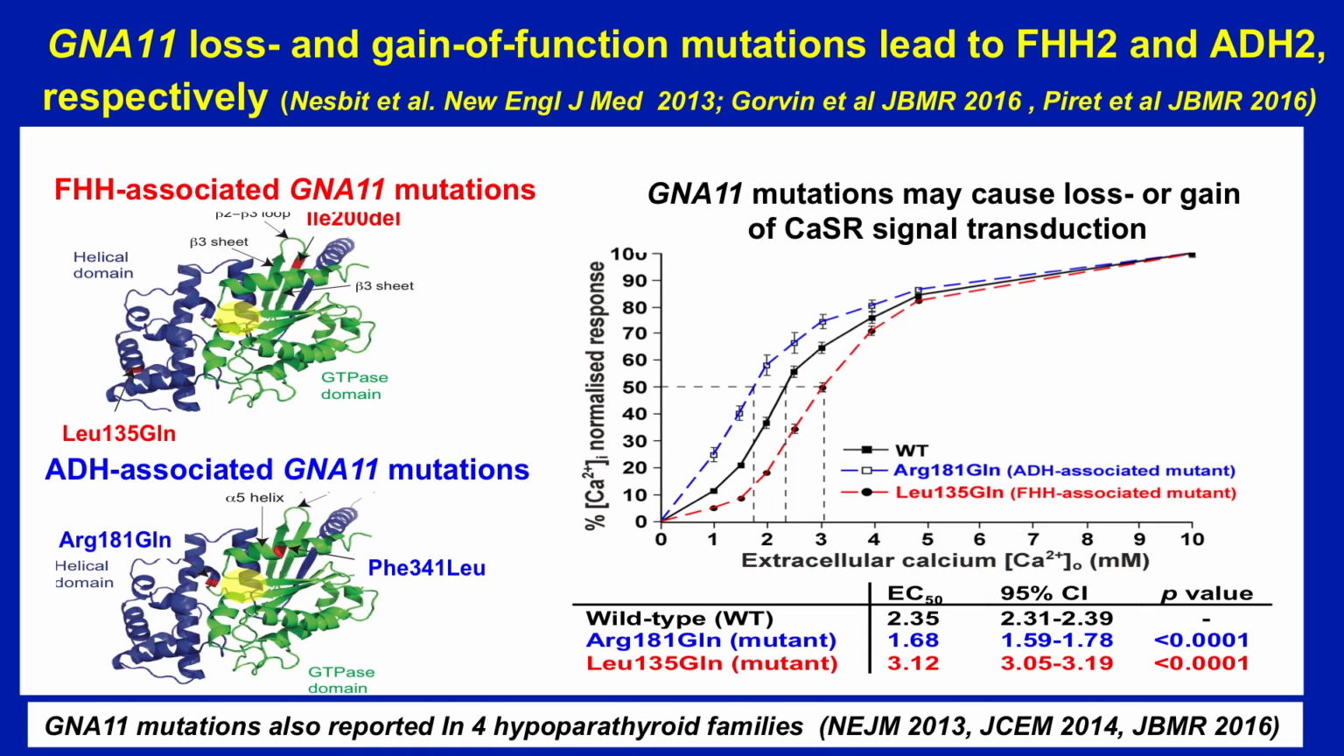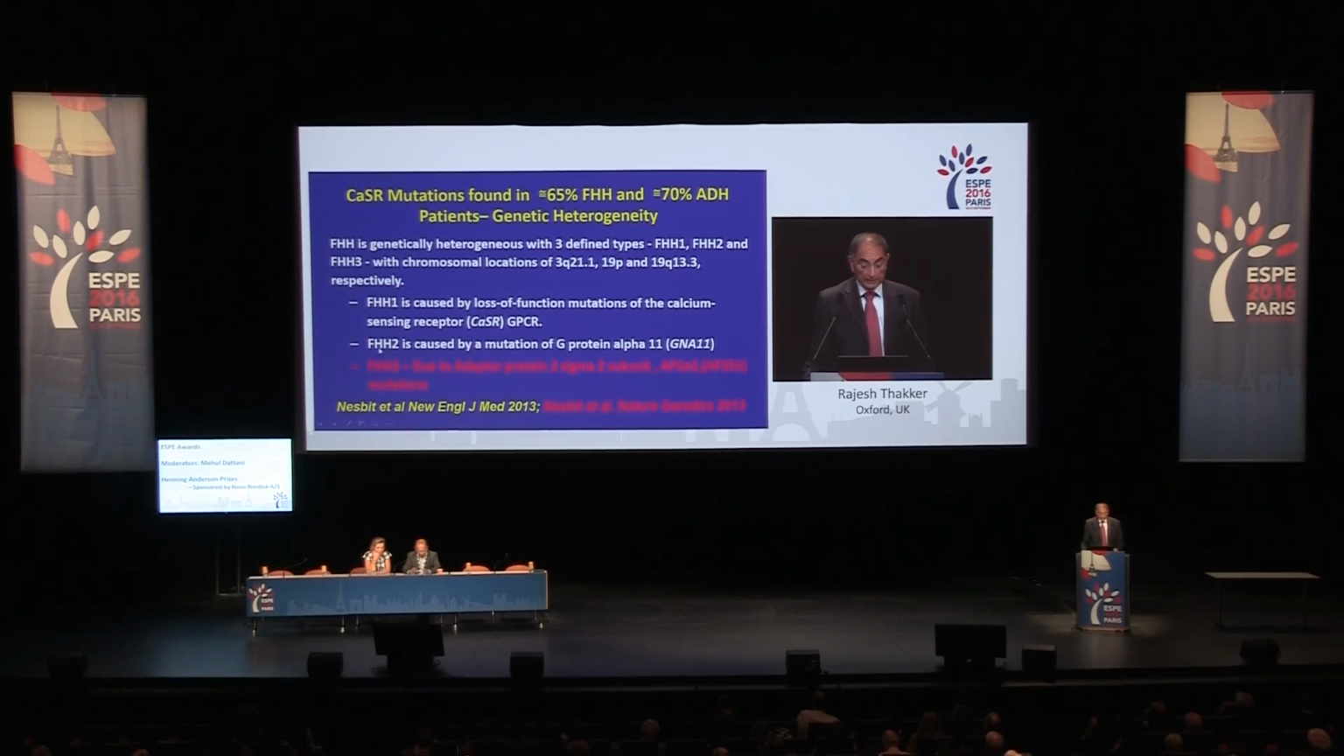And there have been a number of other papers. You can find these in what we call ADH2, but some clinicians call them hypoparathyroid families, and they've looked at those, and there are a number of those that have been identified as well. I would prefer to distinguish them from hypoparathyroidism. So we have FHH1 and ADH1 due to calcium sensing receptor mutations, and FHH2 and ADH2 due to G-alpha-11 mutations.